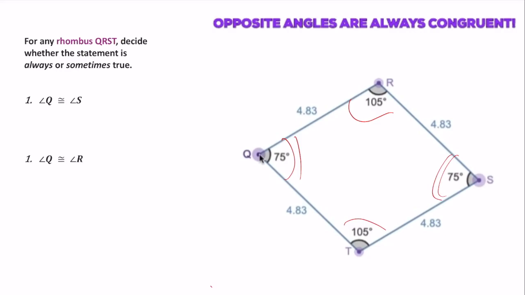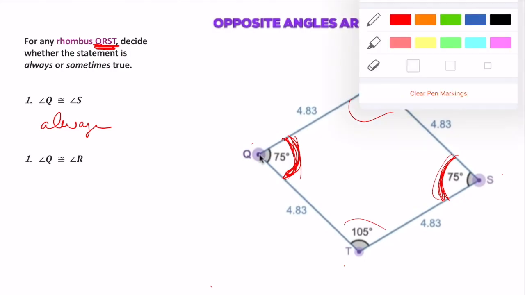For any rhombus QRST, decide whether the statement is always or sometimes true. So Q and S, right? Q is over here. And notice if it says QRST, the vertices have to be in that order. So it has to be Q, then R, then S, then T. And that's how you know when you draw it that you're following the right guidelines. So anyway, Q is congruent to S. So Q is here, S is here. They are opposite angles. So yes, they always have to be congruent. That's what we just saw in the animation, that opposite angles are always going to be congruent.